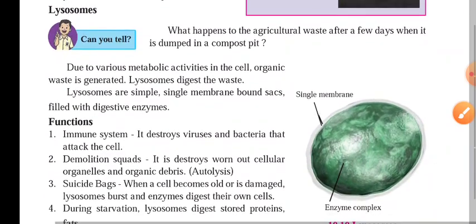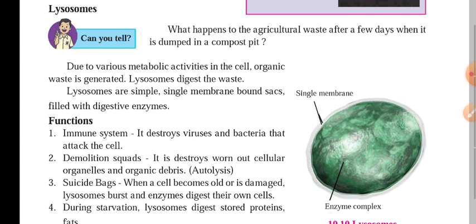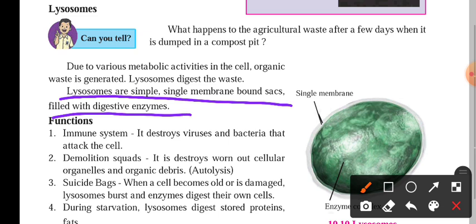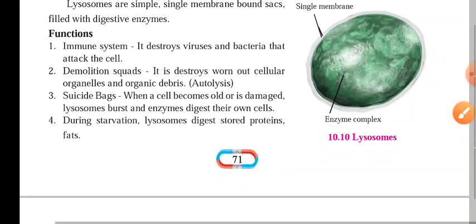Next what we have is the lysosomes. Lysosomes are also called the suicide bags of the cell. Why it is called the suicide bags of the cell, that we will see in one of the functions of this particular organelle. Lysosomes are simple single membrane bound sacs filled with digestive enzymes. Those digestive enzymes help in digesting a lot of things. Let's see the functions, then it will be much clearer.